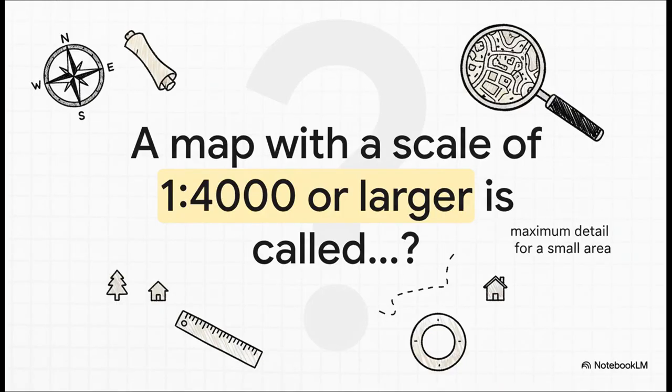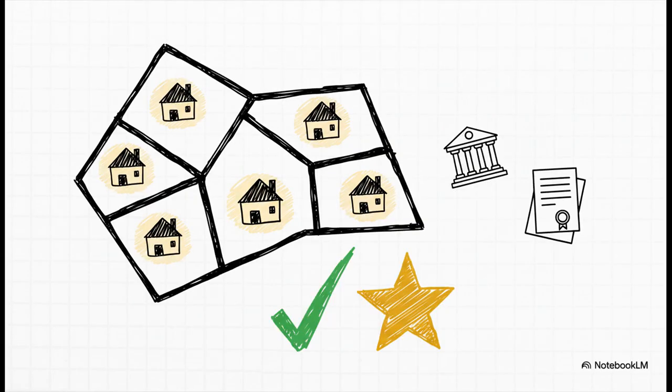Here's the first question. A map with a scale of 1 to 4,000 or larger, remember that means it's a very large scale, showing maximum detail for a very small area. So, what is it called? Take a second to think. And the answer is A, cadastral map. Yes, these are those super-duper detailed maps that show property boundaries, often for tax purposes. Amazing job if you got that right.